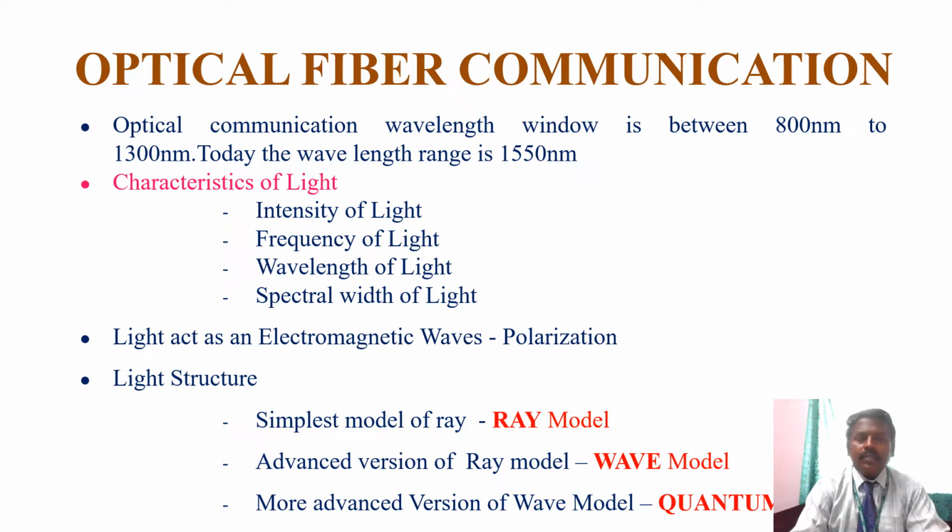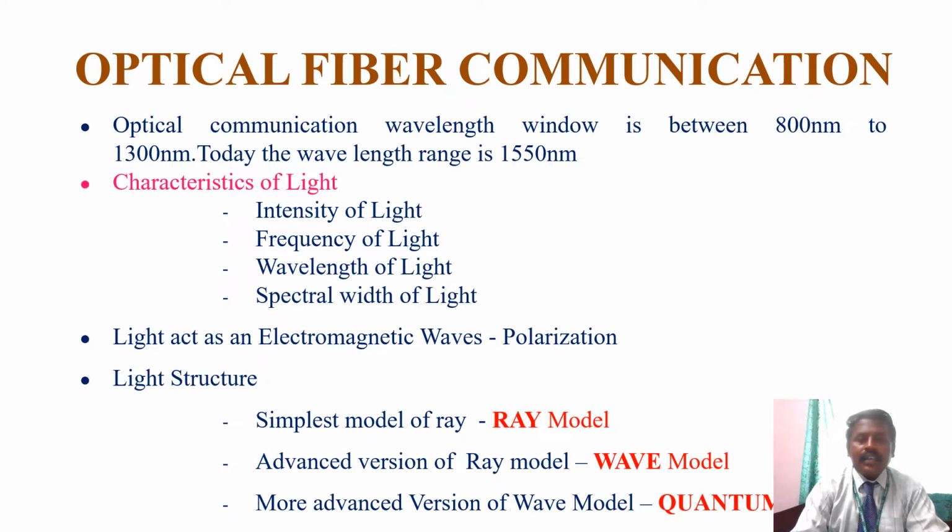In this optical communication, the data transmission using light is between the wavelengths of 800 nanometer to 1300 nanometer. Today we are still using the wavelength range of 1550 nanometer. As I told you, the communication between two places by using optical fiber is in the form of light. What are the main characteristics of light? First, intensity of the light. Then frequency of light. Third, wavelength of light. And fourth, spectral width of light.